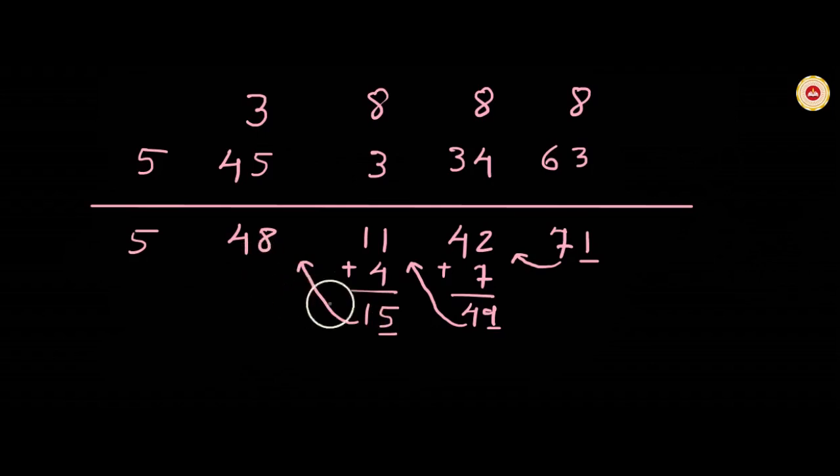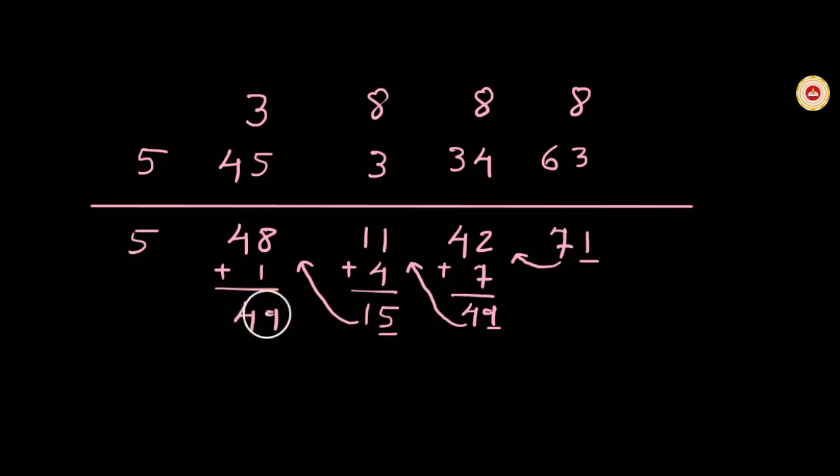What is immediate left to this part? 48. 48 plus 1. Higher place digit 1, tens place digit 1. We have retained units place digit 5 and we are going to pass this 1. Passing means adding. So 48 plus 1, 49.